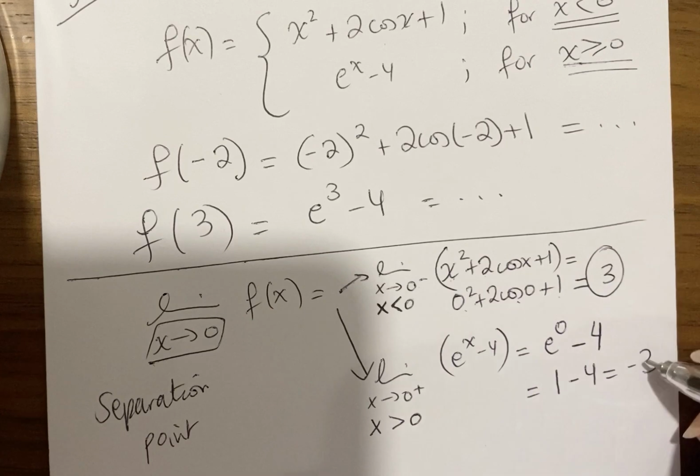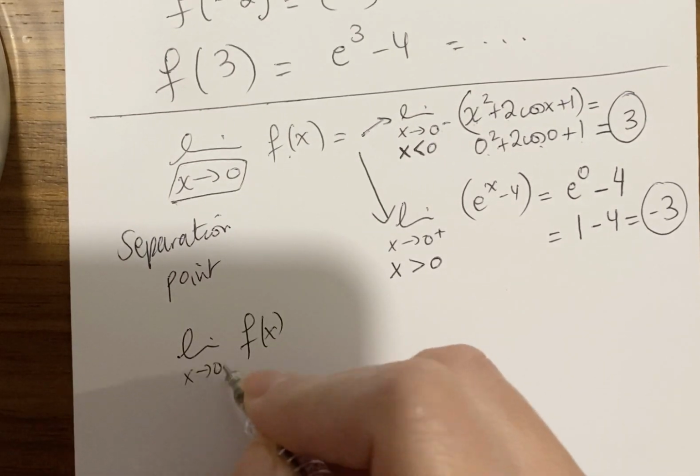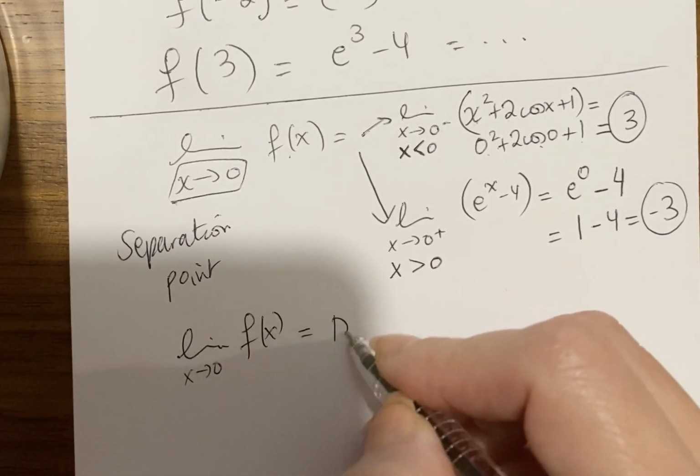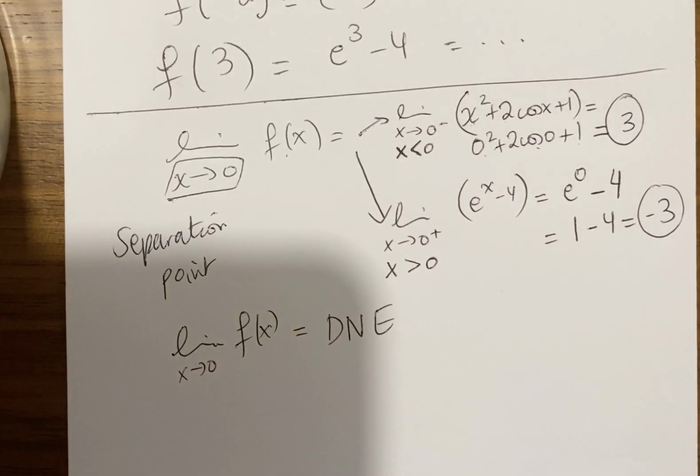Is the left limit equal to the right limit? No. This means what is this limit that we were looking for? We were looking for the limit around 0 of f of x. This will be does not exist, because the limit from the left is not equal to the limit from the right. All right? Makes sense?